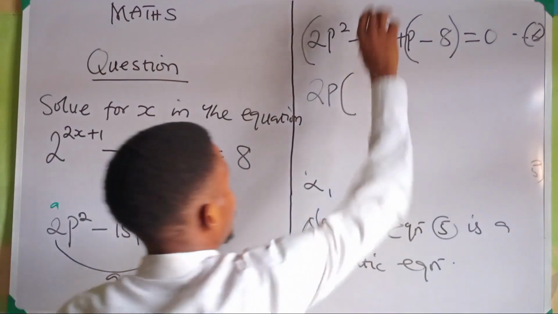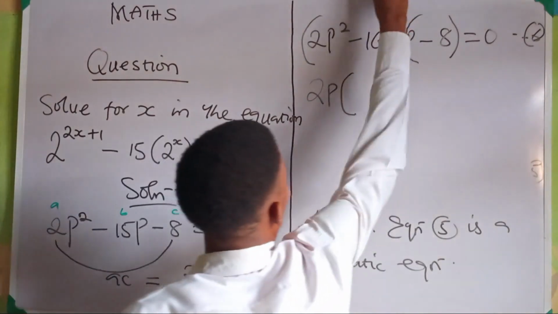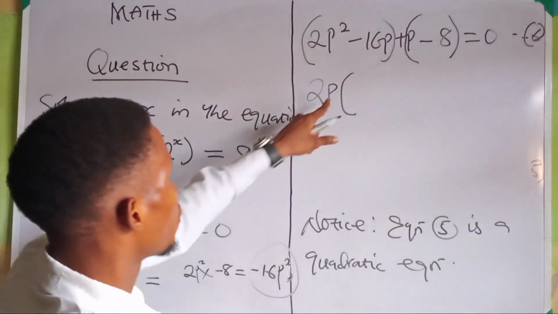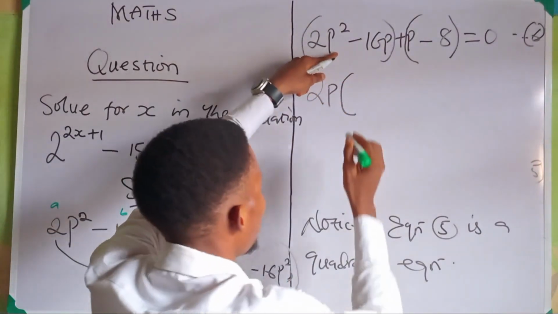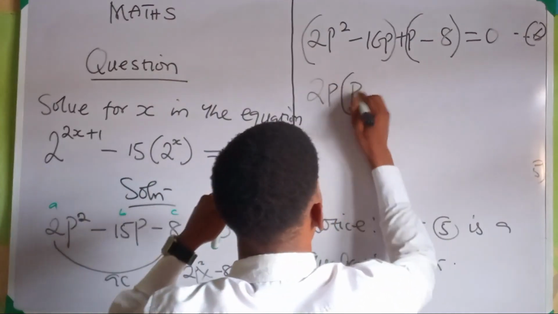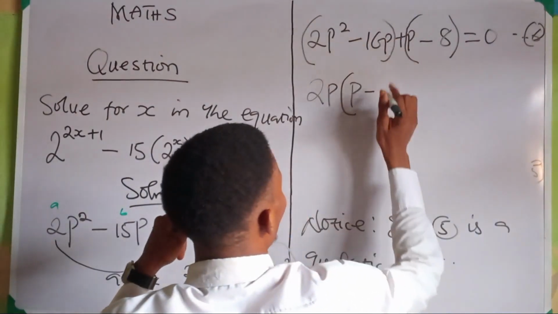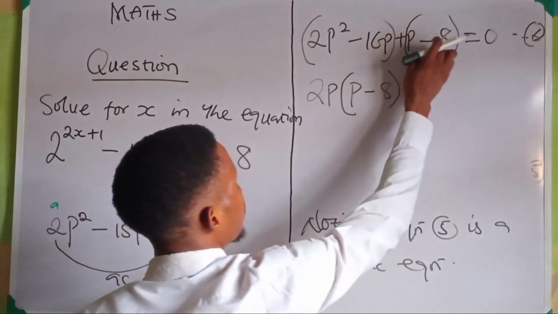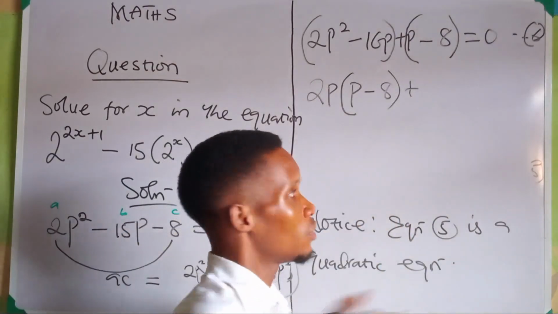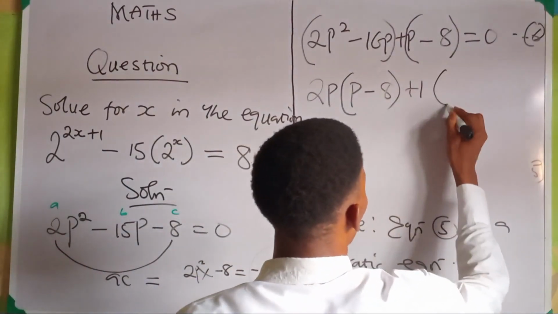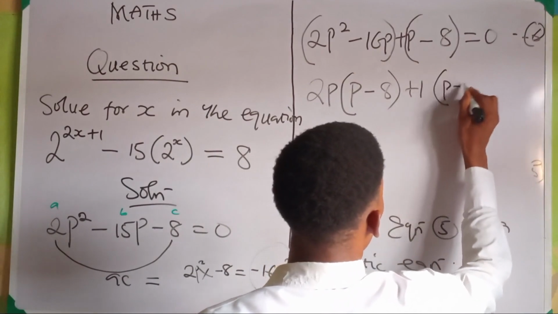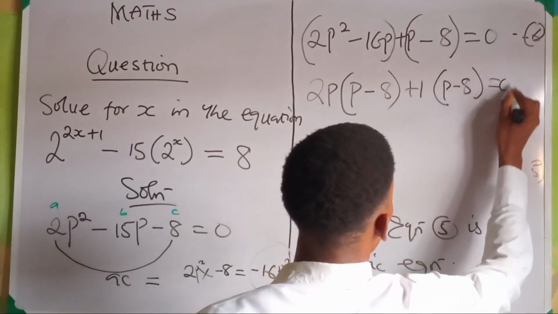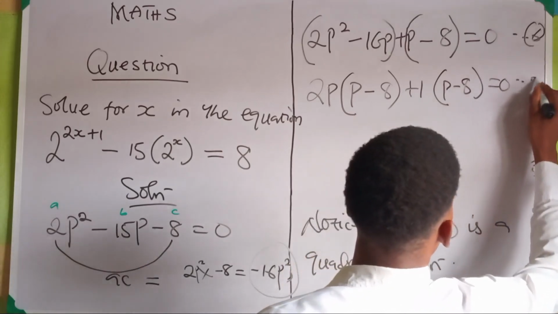So if you remove 2p from here, it remains p. Minus, if you remove 2p from here, it will remain 8. Then, what they have in common here is only 1, so bring out the 1. So what we have remaining here is minus p minus 8 is equal to 0. This is equation 7.